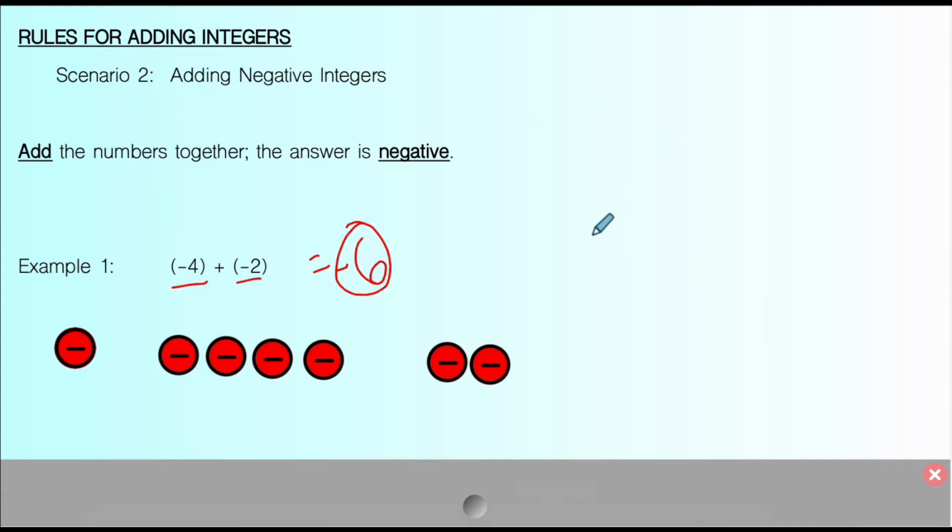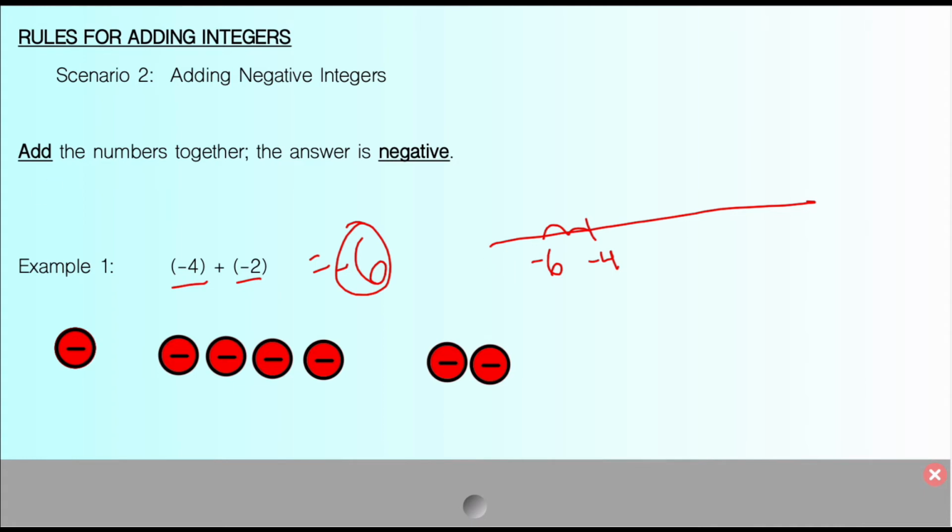Lastly, you could even use a number line if you wanted to, right? If you were at negative 4, and then you're going to go 2 more spaces negative. So you're at negative 4, and you're going 2 more negative. That'd be 2 to the left. That would get you to negative 6. I think the money scenario helps me the best, but find something that works for you.